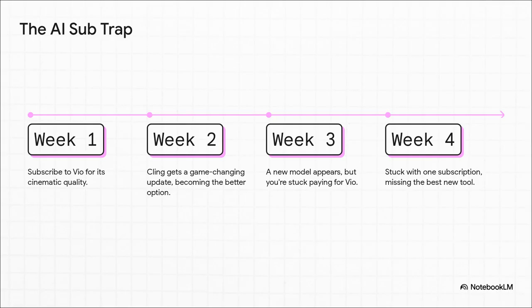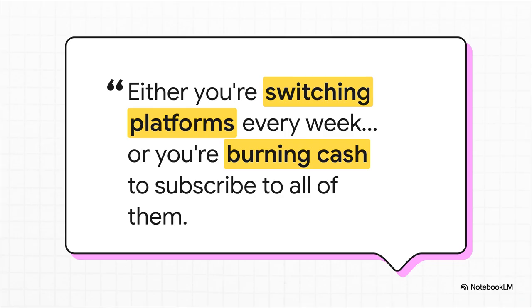So let's say you subscribe to Veo for those amazing cinematic shots. Then, a week later, Kling pushes a huge update that's suddenly perfect for your project. Then a brand new model drops out of nowhere, but you're already locked into your Veo subscription. You're just stuck in this endless, expensive cycle, always feeling like you're missing out. It's like creator Yuri Van Hofwegen said, and he really nailed it, you have this horrible choice. Either you're switching platforms every week, or you're burning cash trying to stay subscribed to all of them. And neither of those options is a sustainable way to work, right?